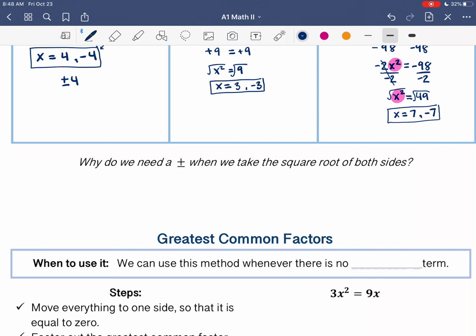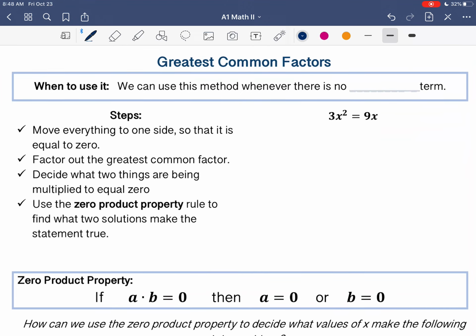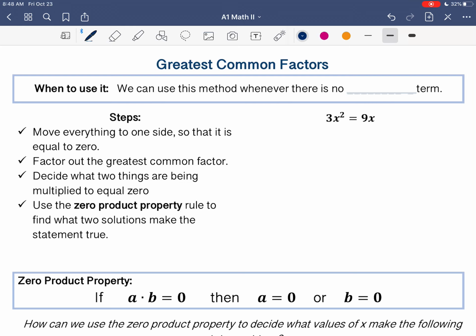an entire solution. So we're going to move on to our next method for solving quadratics, and it's called greatest common factor. So this, again, solving by taking the square root should feel very familiar to you. This one is crossing into territory that we haven't super seen before. You can use this method whenever there's no constant term.